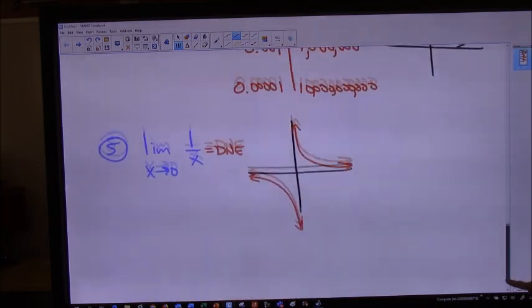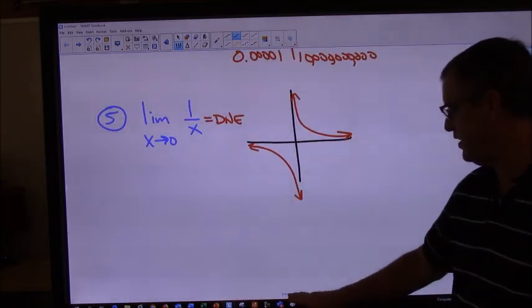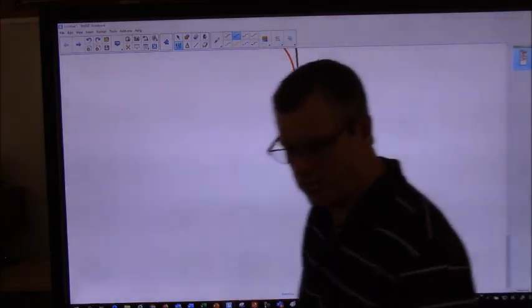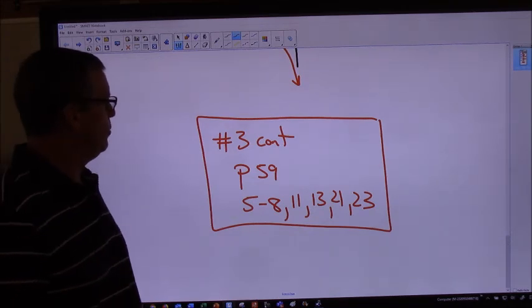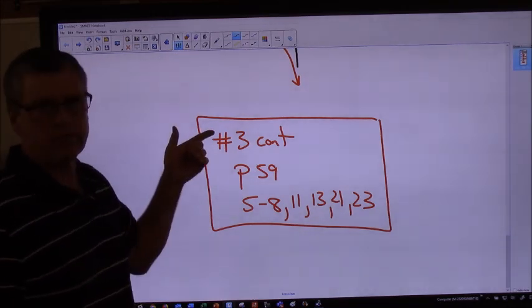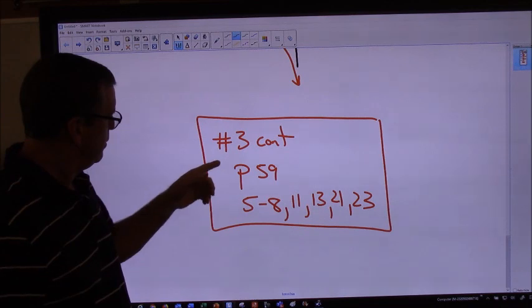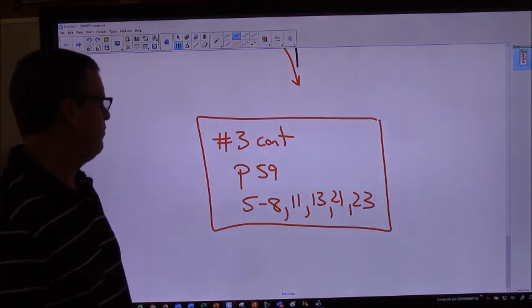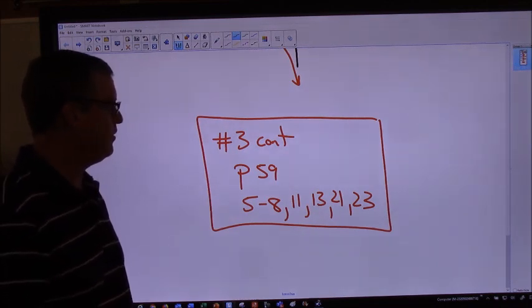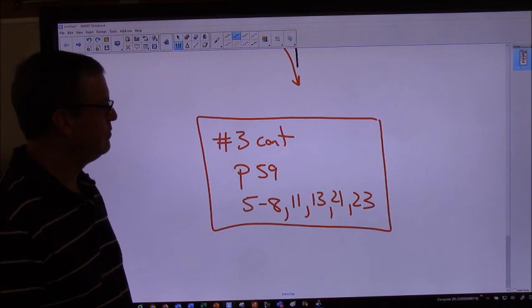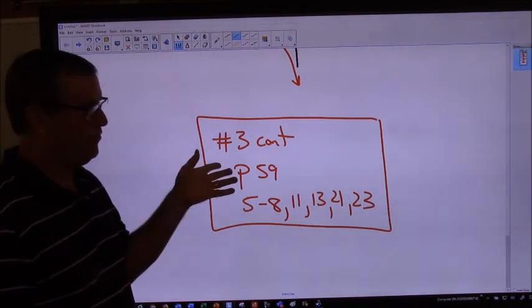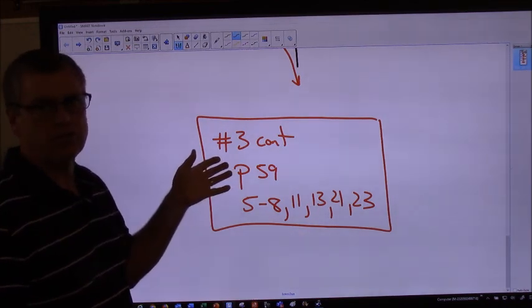All right, let's get ourselves an assignment. Still assignment number 3. This is our 3rd week putting stuff together. Page 59, 5 to 8, 11, 13, 21, and 23. And this stuff will be due on Tuesday for us next week.